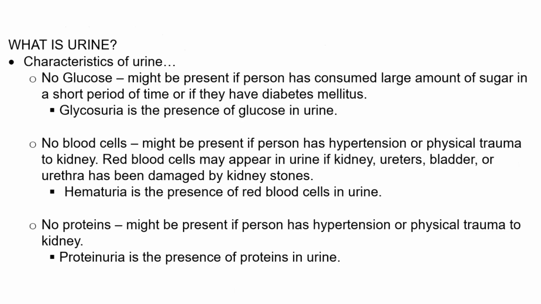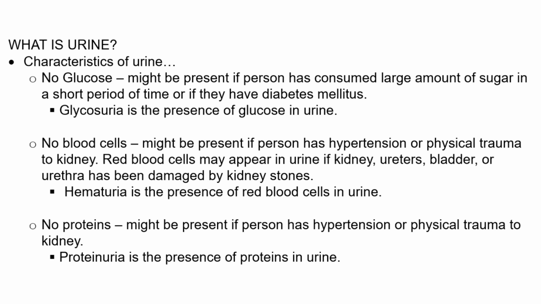Urine should not typically contain glucose, but glucose may be present if the individual has consumed a large amount of sugar in a short period of time, because when blood glucose rises quickly, the kidney tubules cannot recover all of it from the filtrate, and ultimately some of it will be lost to the urine. Glucose may be present in the urine if the individual has untreated diabetes mellitus. The term glycosuria refers to the presence of glucose in the urine.